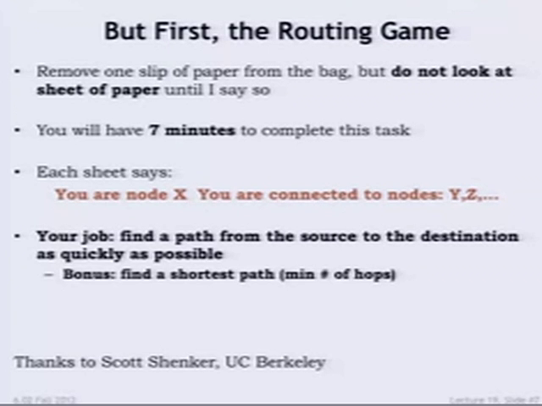Now, your job is to find a path from a source node to a destination node as quickly as possible. Okay? And, as a bonus, if you actually find the path with the minimum number of hops, that's even better, but we'll take any path. Now, there's some rules here.